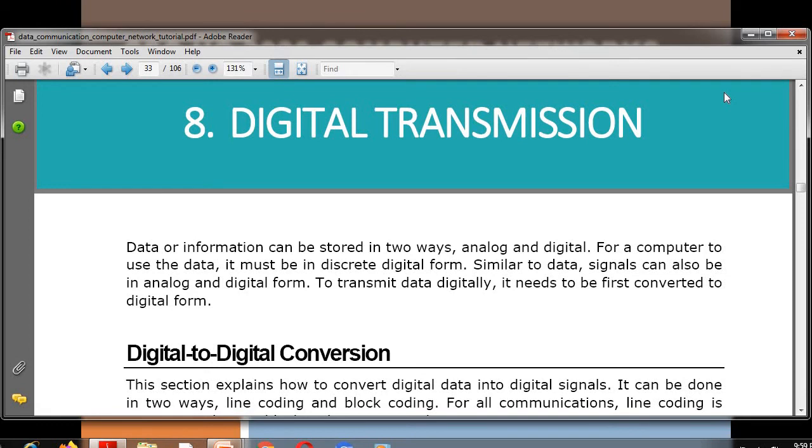Now if we see, data or information can be stored in two ways, analog and digital. For a computer to use data, it must be in discrete signal form. Similar to data, signals can also be in analog and digital form. To transmit data digitally, it needs to be first converted to digital form.